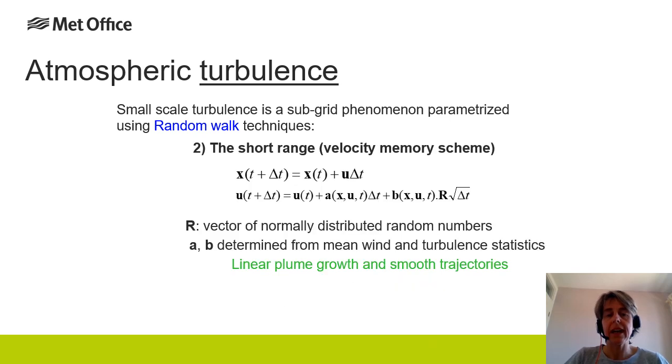There is also a short range scheme which uses velocity memory. That is to say that its velocity at the next time step depends on the velocity at the previous time step. It can be quite expensive to use this scheme, but it does give a more complete description of the dispersion near to source. For the reasons of expense, though, it is commonly not used, but if it is, it tends to be used only for a short while before switching to the cheaper long-range scheme.